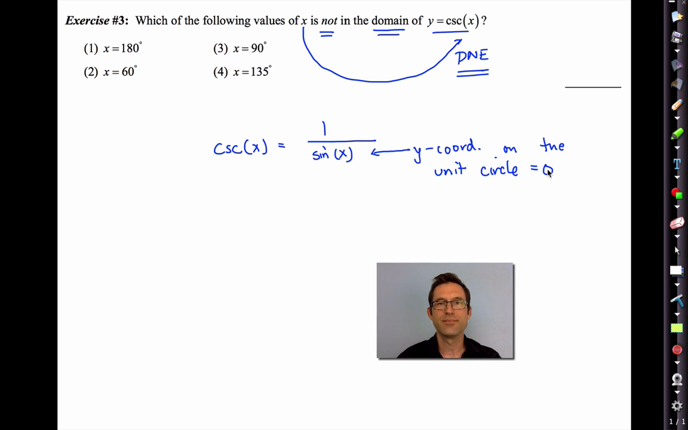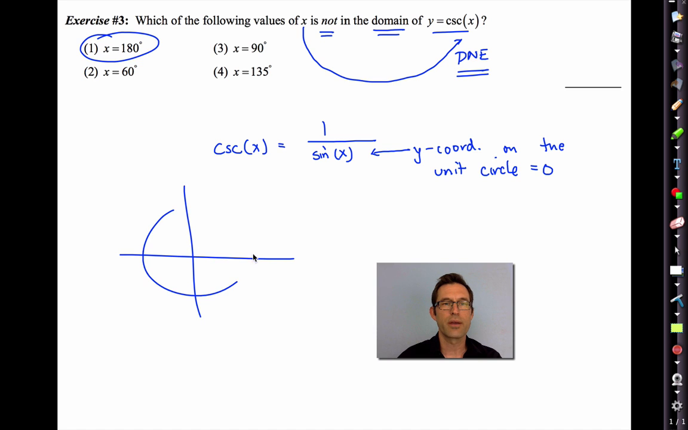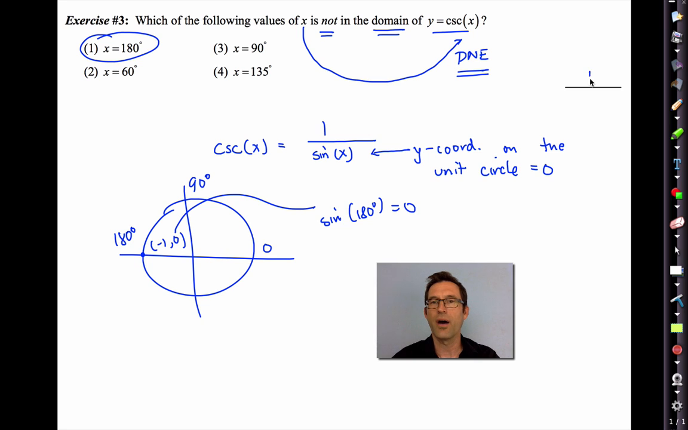Think about it for a moment. All right, well, hopefully you chose choice 1. Right? If I do a real quick and not great job of sketching the unit circle, 180 degrees is right here at the point -1, 0. The sine of 180 degrees is 0, and therefore the cosecant would be undefined, and therefore x equals 180 would not be in the domain. That's easy enough. Pause the video now, write down anything you need to.